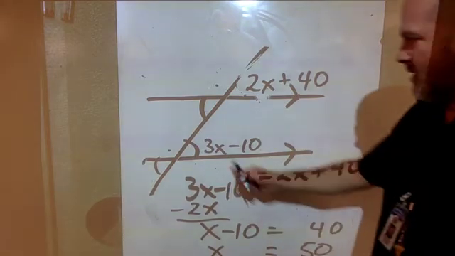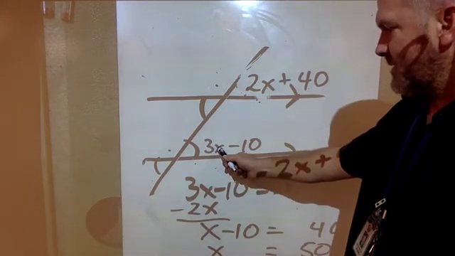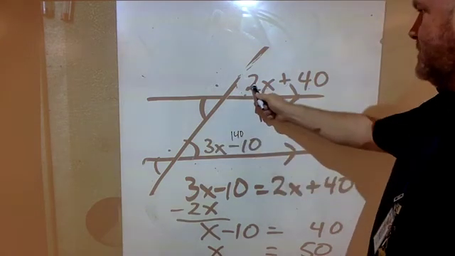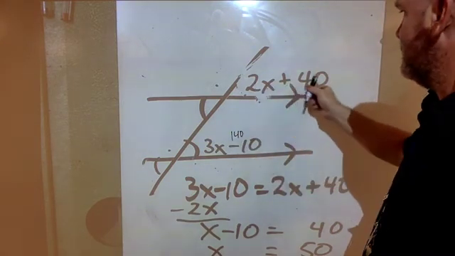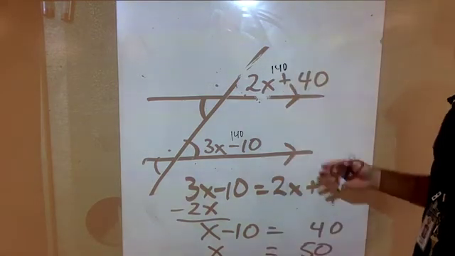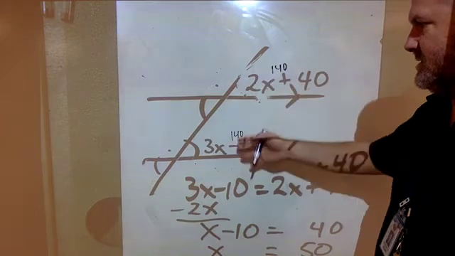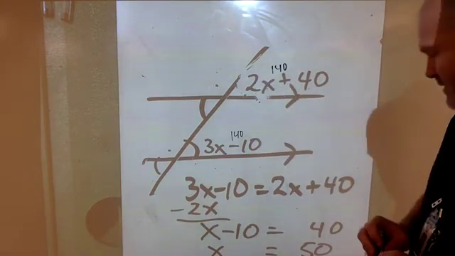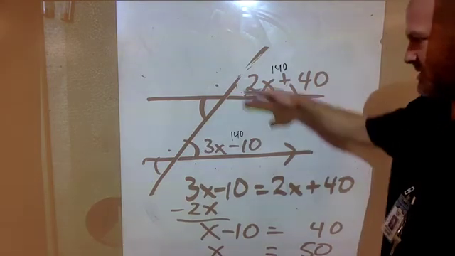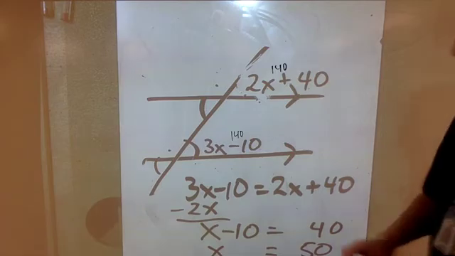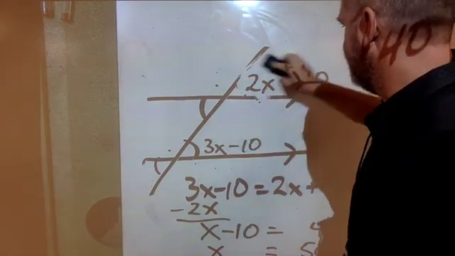Does that work? 3 times 50 is 150 minus 10, that's 140. How about up here? 2 times 50 is 100. 100 plus 40 is 140. It worked. They're equal to each other. And that was the point here. What value for x makes these two equal to each other? It's 50. Okay, so that's what's in store for you today. Some algebraic practice, setting things equal to each other and solving for them.